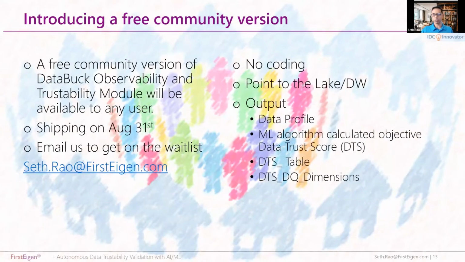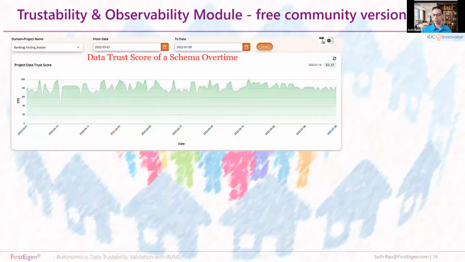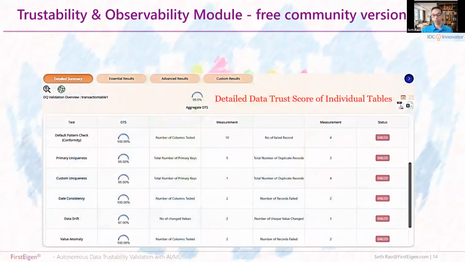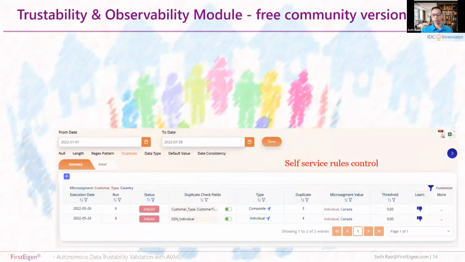As you saw in the demo, there will be no coding. You can simply point to a lake or a data warehouse, and you'll be able to get the information that we saw here, data profile. You'll get a data trust score and very detailed information. Data trust score at a schema level, or for every table, or for an individual table. And also, you would be able to have self-service capabilities.